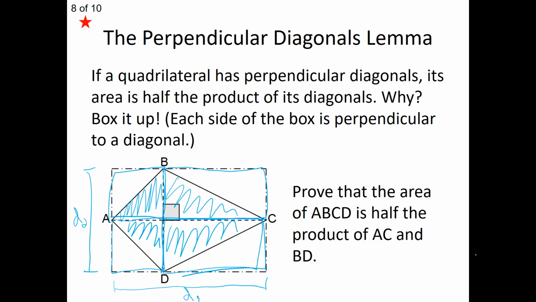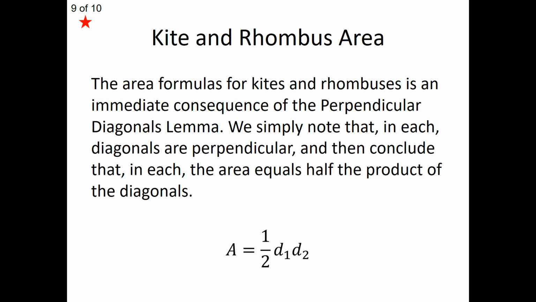So using our perpendicular diagonals lemma, it moves us into our derivation of the area of a rhombus and of a kite. The rhombus and kite formulas actually use the exact same formula because of their common property of having perpendicular diagonals. So the area formulas for kites and rhombuses are an immediate consequence of this perpendicular diagonals lemma. Why? Well, because those are quadrilaterals with perpendicular diagonals. And because of that, we find our derived area formula for each: the area of a kite and a rhombus is simply 1/2 the product of its diagonals, d sub 1 times d sub 2.